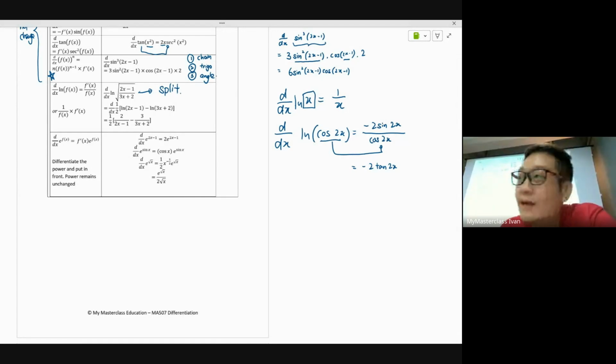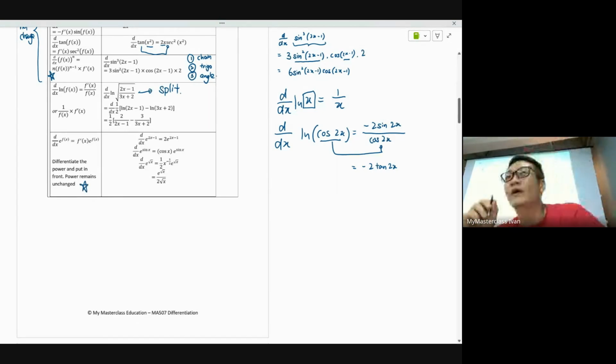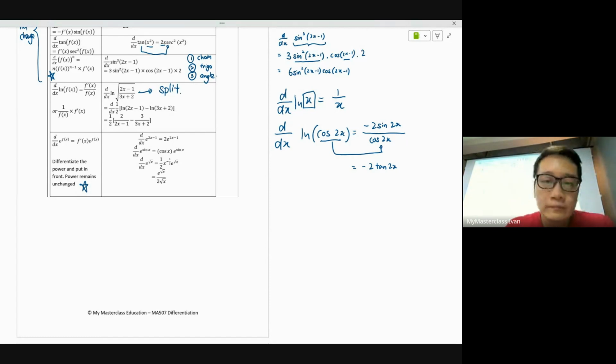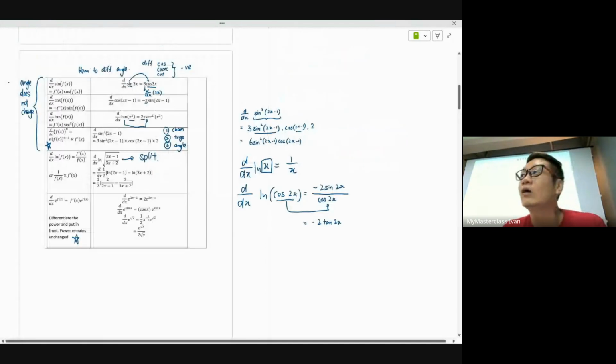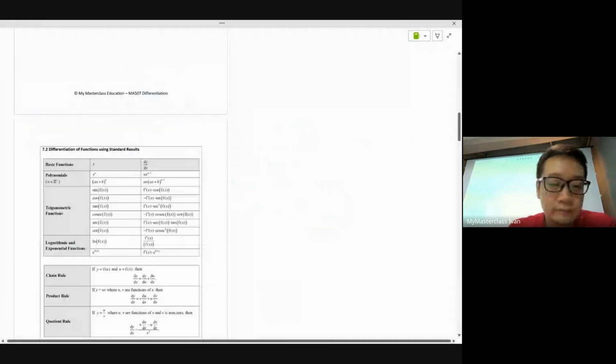And then the last one, differentiate e to the power of something. The power doesn't change. Differentiate the power, put in front. Power remains unchanged. Be careful. This is the only one, the exponential, where the power will remain unchanged. Understand? And all these are your secondary school skills that you have to know. Okay? Can? Go to the next page.